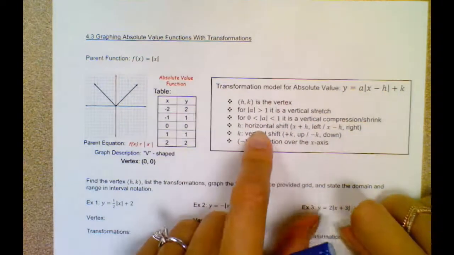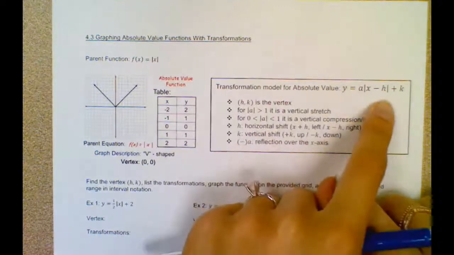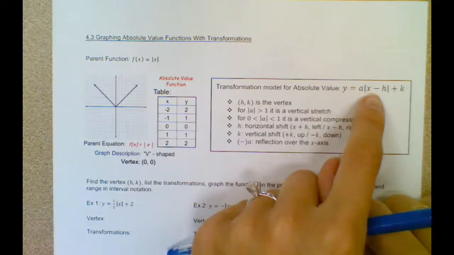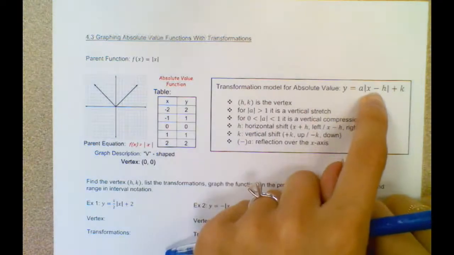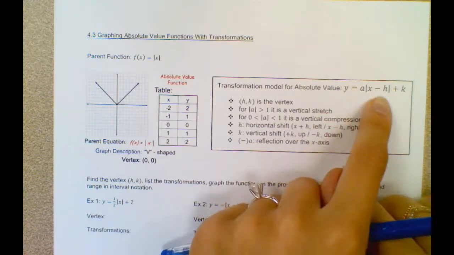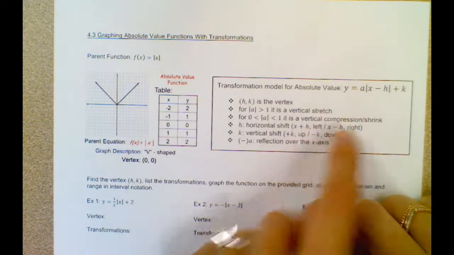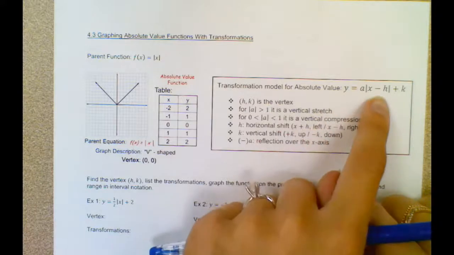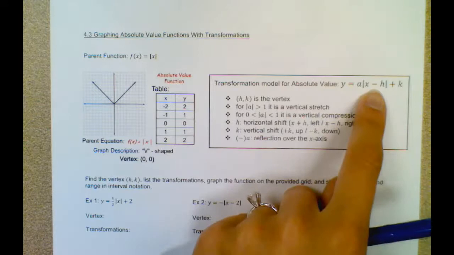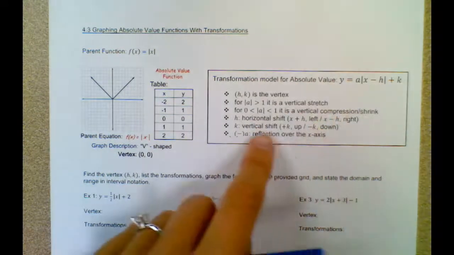Now, horizontal shifts are the H value, okay? So meaning left or right. Now, if this says x minus h, that means you're going to be moving to the right. If it says x plus h, you're going to be moving to the left, and that's because if there's a plus sign, that means that that H value is actually negative. So that can be a little tricky. So make sure when we get to the examples, we're paying attention to that.